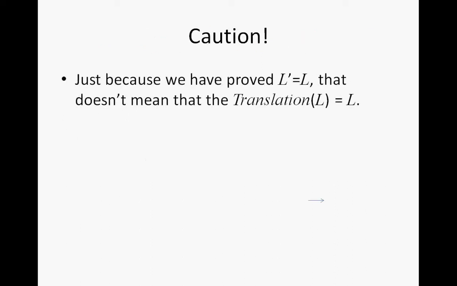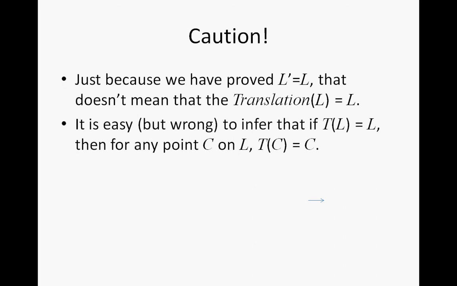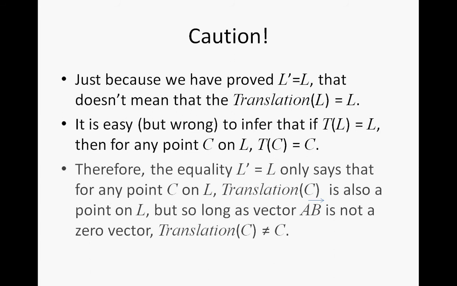Caution though, just because we have proved that L prime is the same as L, that doesn't truly mean that the translation of L is equal to L. It is easy but wrong to infer that the translation of L is the same as L. Then for any point C on L, the translation of C is equal to C. Therefore, the equality L prime equals L only says that for any point C on L, translation of C is also a point on L. But so long as vector AB is not a zero vector, translation of C is not equal to C.